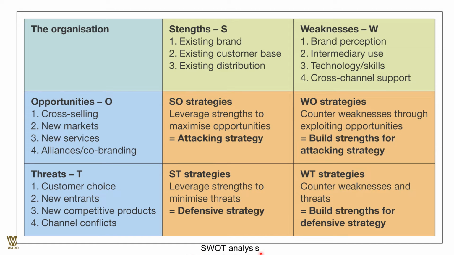Did I say I'll be speaking about the SWOT analysis? Here we go. You have the organization, the strengths and weaknesses, and opportunities and threats. With everything you have certain strategies that come around it. So let us understand: strengths are your brand, your customer base, your distribution. Weaknesses are your perception of your brand, intermediary use, technology which might be outdated, cross-channel support. What are the opportunities? You can cross-sell with traditional and digital medium, new markets, new services, alliances, co-branding. Threats are customer choice, because customers are spoiled with choices now, new entrants, new competitive products, and channel conflict.